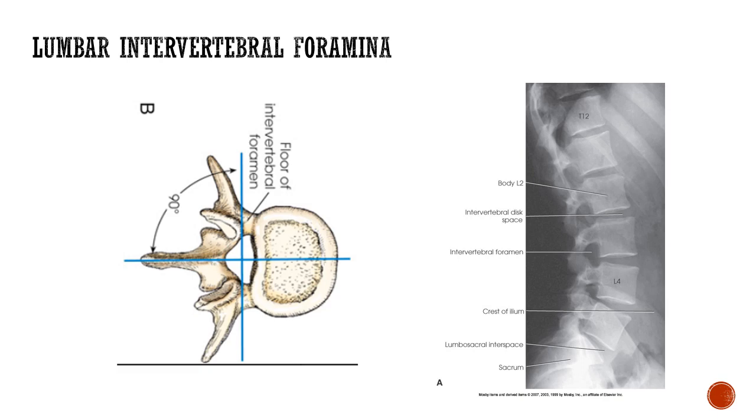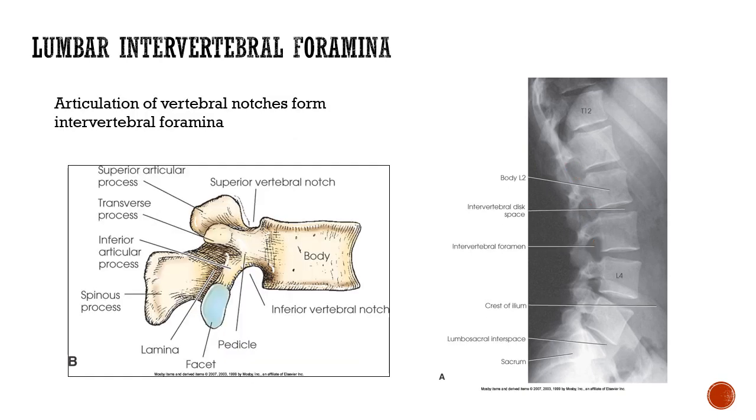On the intervertebral foramina of the lumbar spine, we're going to have to turn the vertebra 90 degrees from the mid-sagittal plane in order to see the intervertebral foramina, just like we did on the thoracic vertebra. And the notches that form the superior and inferior vertebral notches are what form the intervertebral foramina.